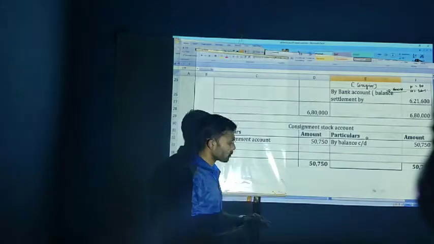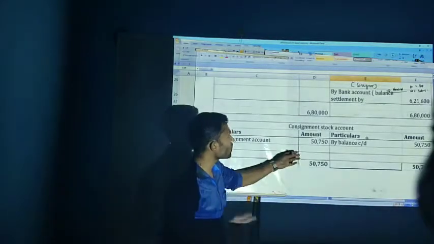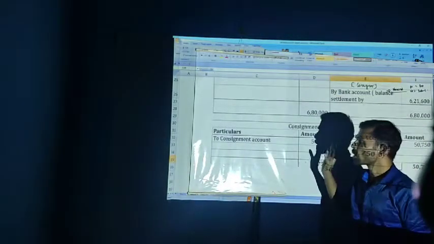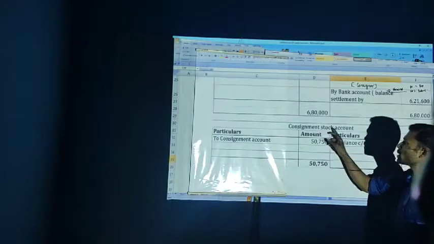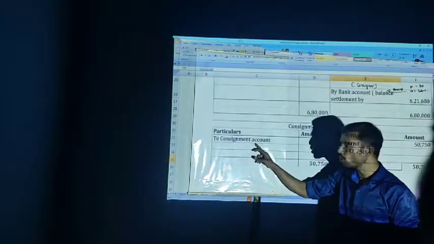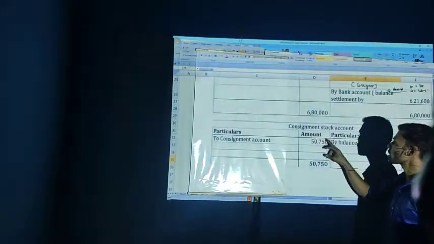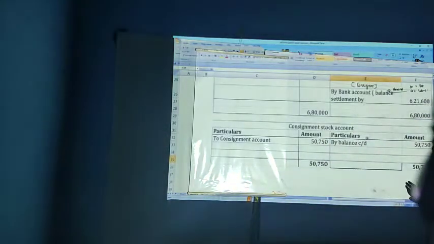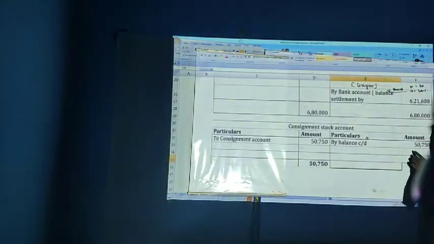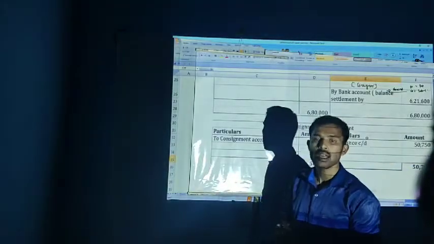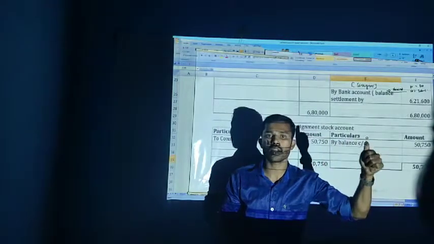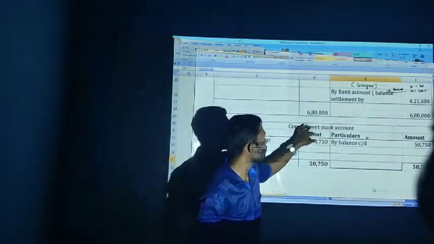Now, at the end of the time, the closing stock is coming, right. Consignment account debit to consignment stock account, right. Consignment stock account is how much? That is 50,750, and finally it will be transferred to the next year. Carry down, that is by balance carry down 50,750. This is how we are going to prepare the ledger accounts: consignment account, goods sent on consignment account, consignee account, and consignment stock account.